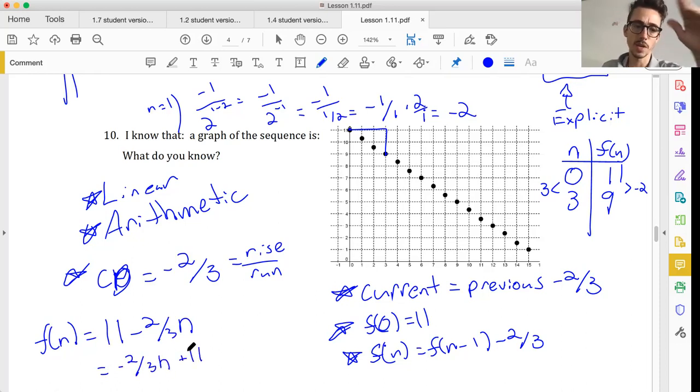We'll see more graphing in the next section. But I think that this is a lot. We got the recursive. We got our common difference. We got the type of sequence. And we got our explicit.